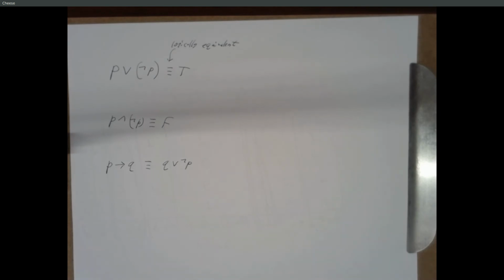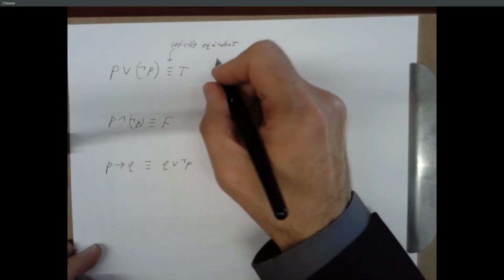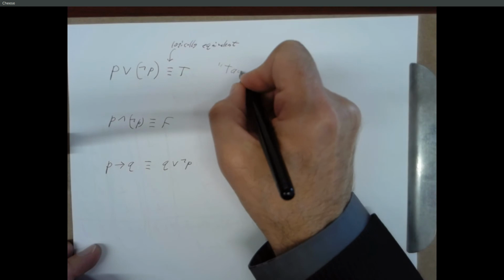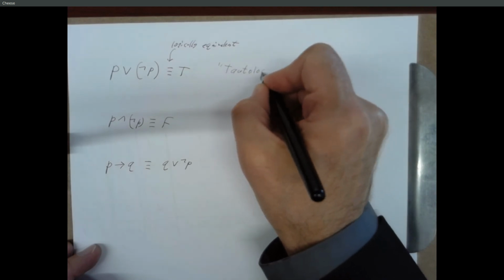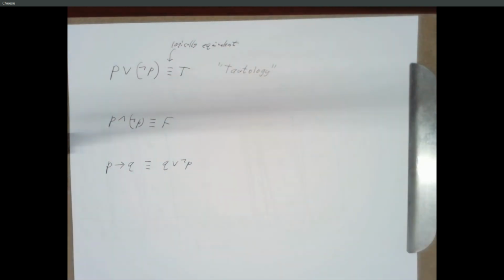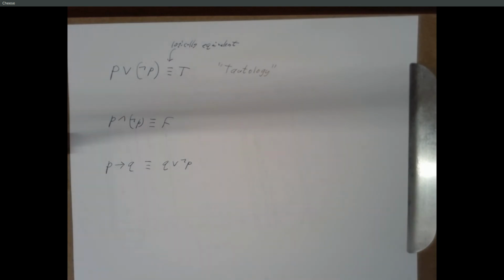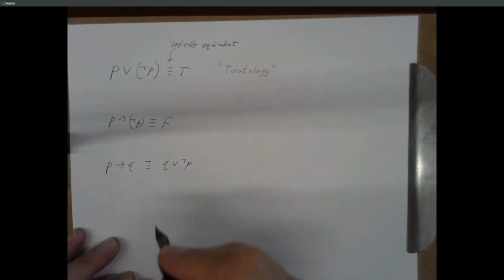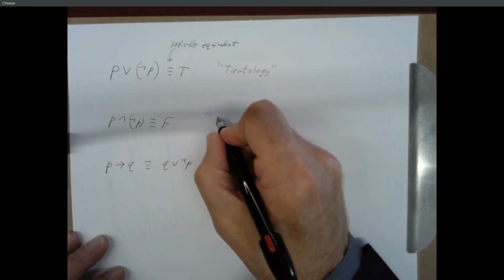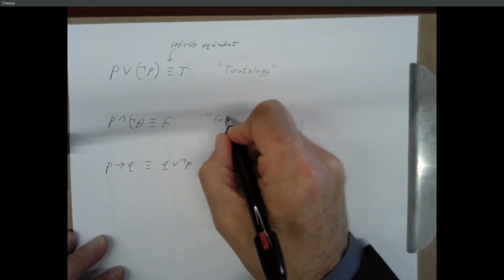So these expressions that are logically equivalent to true, those have kind of a special place in logic. This is called a tautology. It's something that's always true. And something that's logically equivalent to false, we can call that a fallacy.